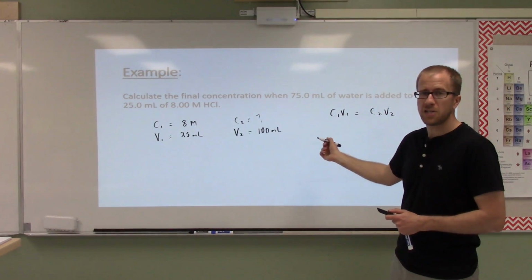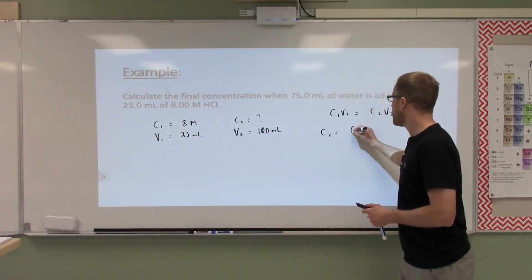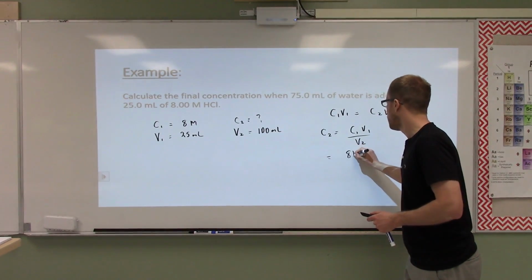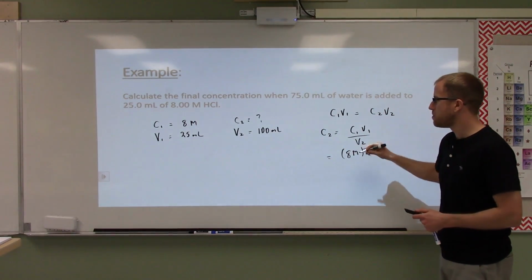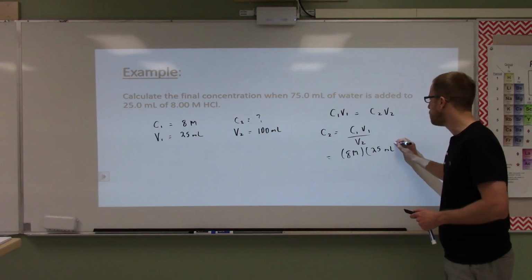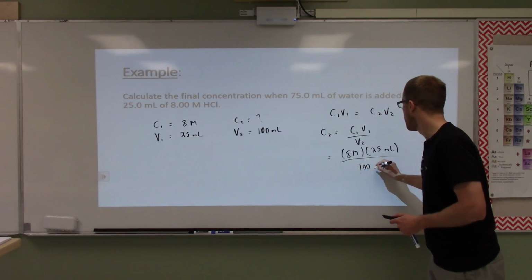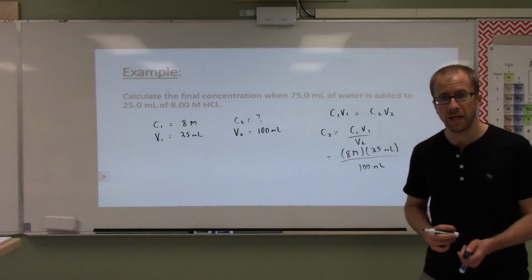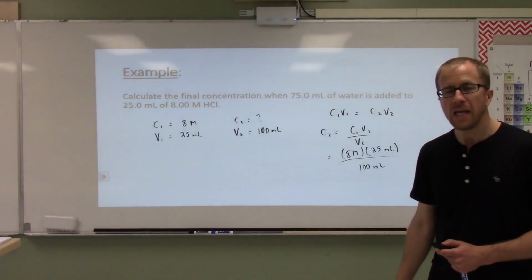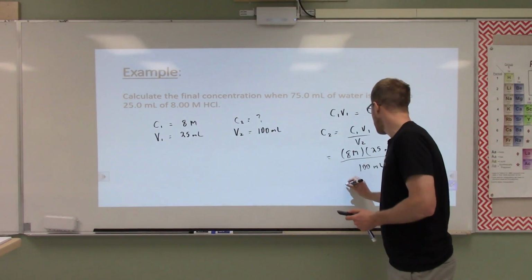So, what is the answer then? Well, we need to solve for C2. If I isolate C2, I get C1 V1 over V2, which is 8 molar times 25 milliliters, or 0.025 liters, divided by 100 milliliters, or 0.1 liters. What is 8 times 25? 8 times 25 is 200. 200 divided by 100 is 2.